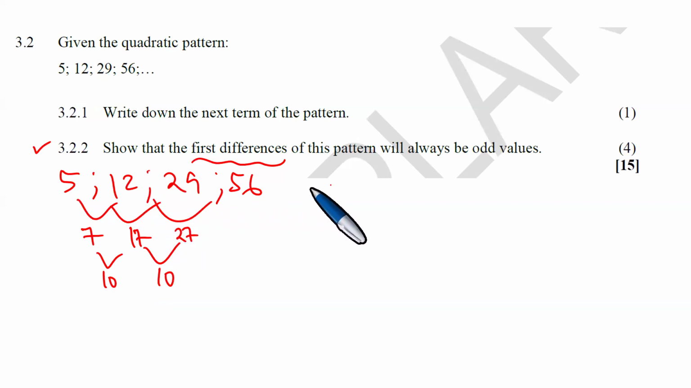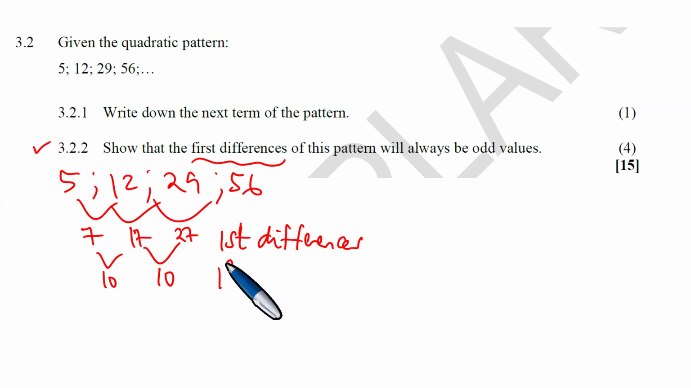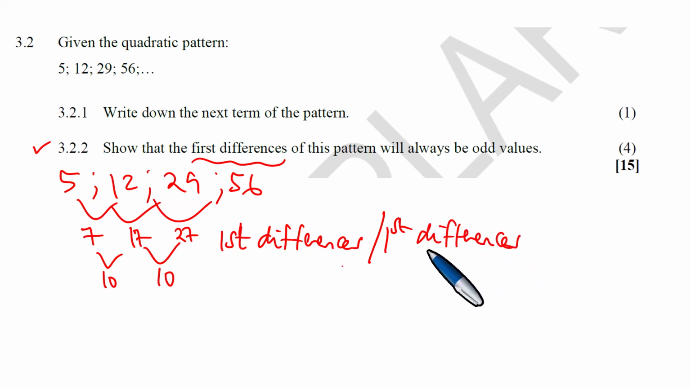Because the examiner is saying show that the first differences of this pattern will always be odd values. So these first differences, you can see the first differences. These are the first differences. All right, so the first differences, you can also write first differences. Now I want us to analyze this. First differences. This one gives us second differences.